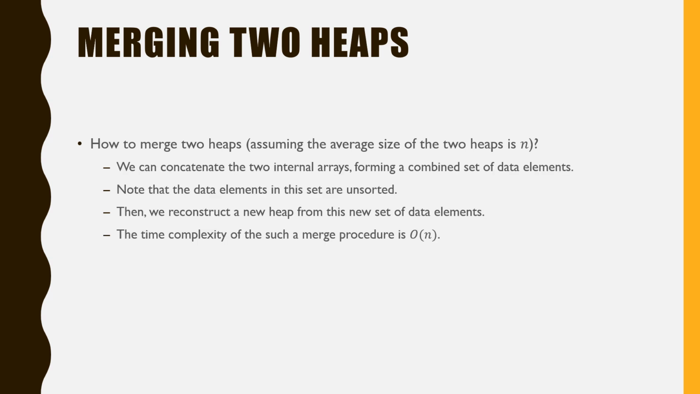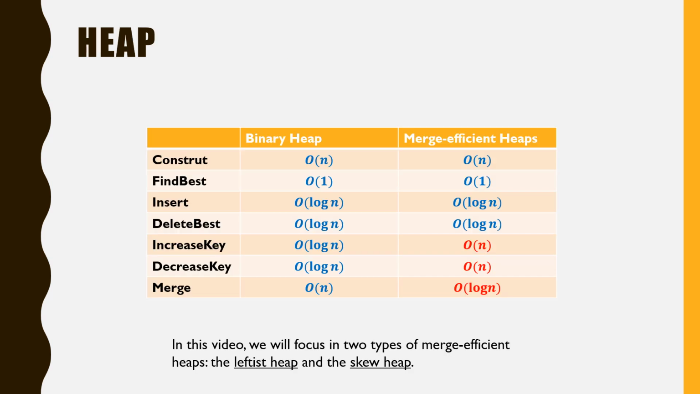Alternatively, we can concatenate the internal arrays of the two heaps into a single array. Since this array does not necessarily maintain the heap order, we treat it as unsorted. Next, we construct a new heap from this concatenated array from scratch, which can be done in O(n) time. Compared to the previous approach, this approach is more efficient. However, an O(n) time complexity may still be too slow if the merge operation needs to be performed frequently.